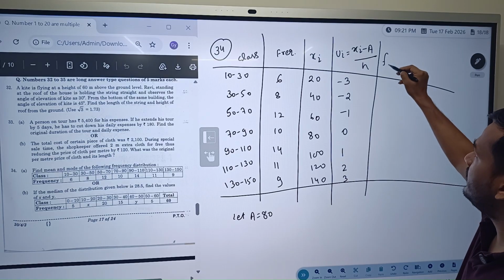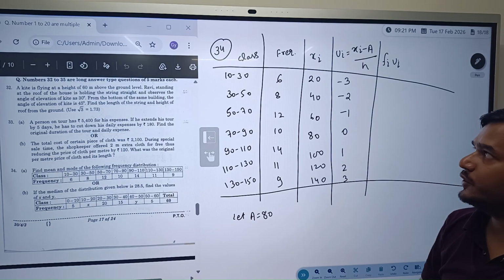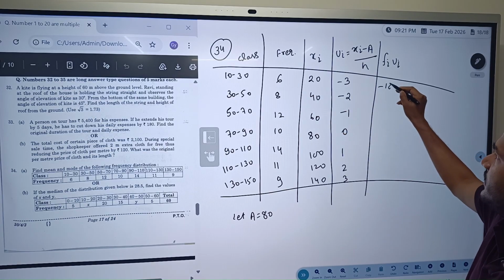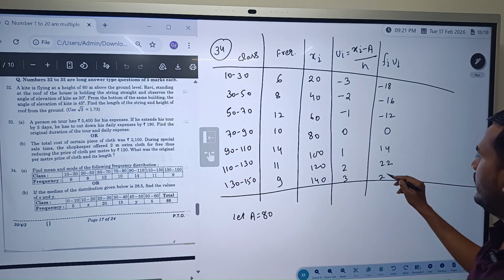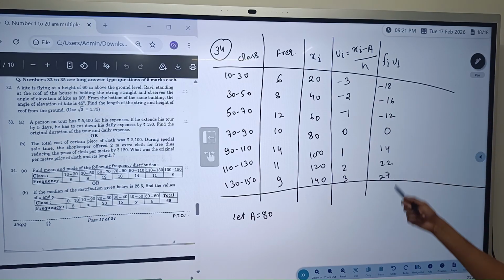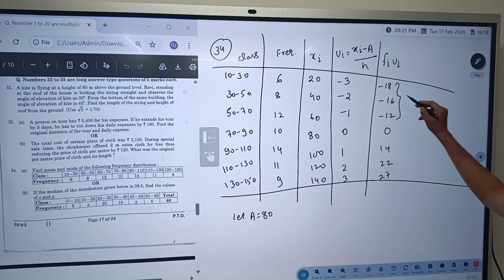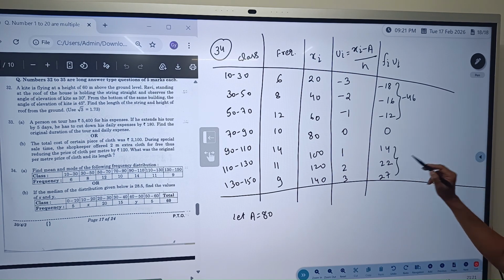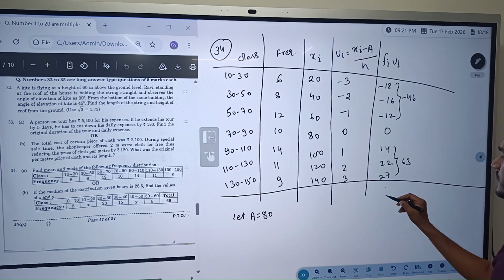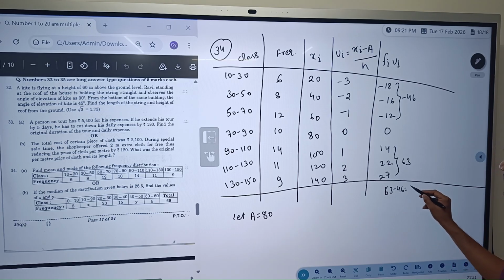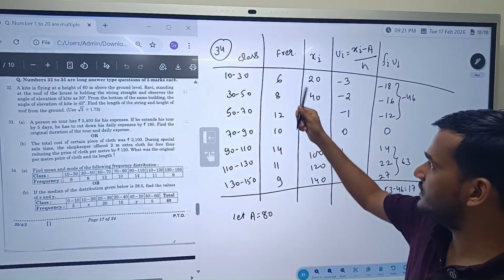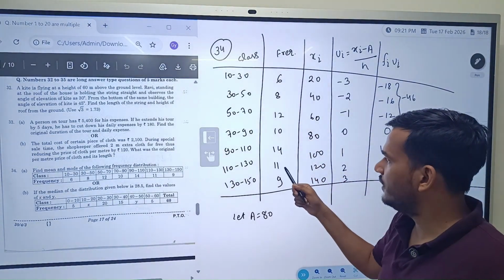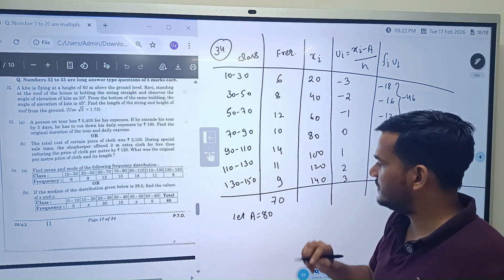Now we'll find fi into ui, the multiplication of these: minus 18, minus 16, minus 12, 0, 14, 22 and 27. So the summation of the negative numbers is minus 46, and these are 49, 63. So you'll get sigma fi ui is 63 minus 46, that is 17. And the summation of all the frequencies: 14, 26, 36, 50, 61 and 9, 70.